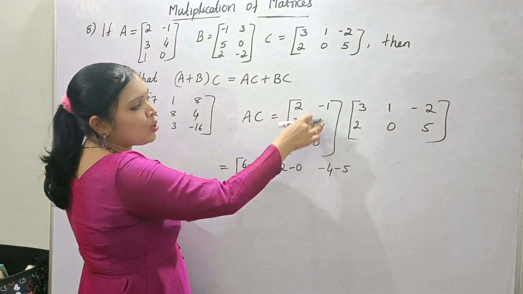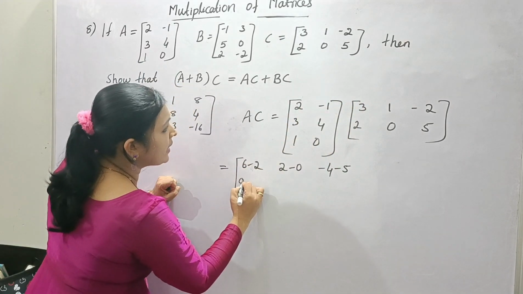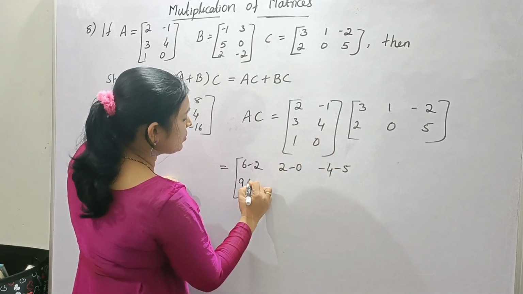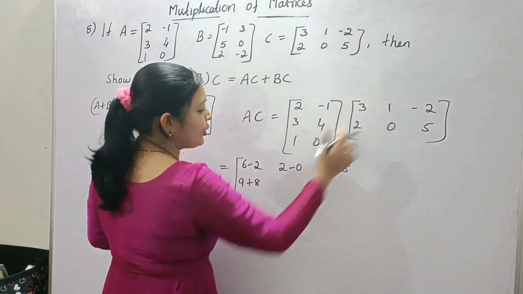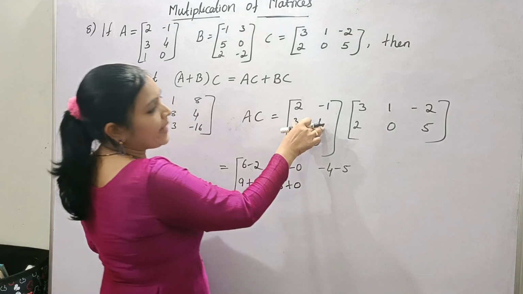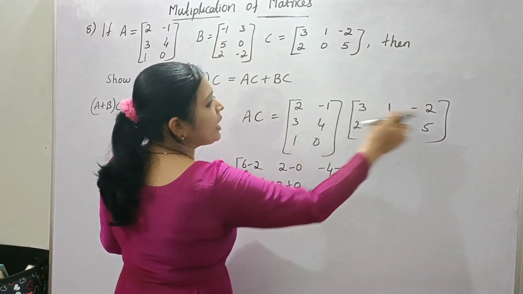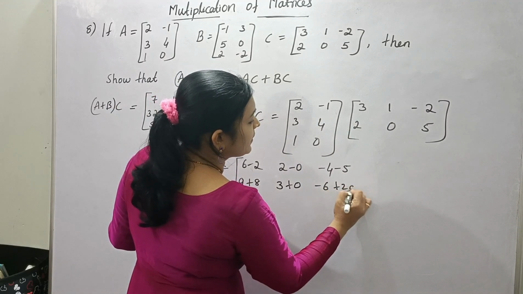Next, come to second row. Second row multiply with the first column. 3 into 3, 9 plus 4 into 2, 8. Okay. Second row multiply with the second column. 3 into 1, 3 plus 4 into 0, 0. Second row multiply with the third column. 3 into minus 2, minus 6 plus 20.